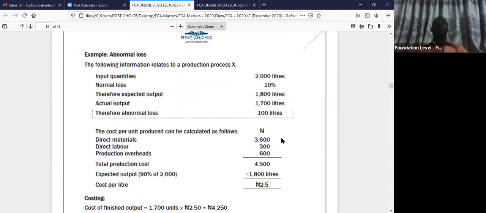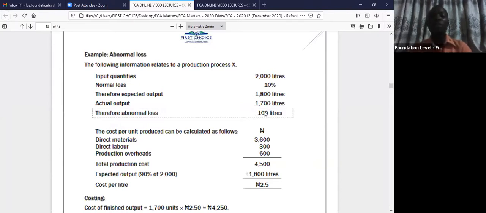Now, input quantity is 2,000. We are expecting a normal loss of 10%. So our expected output is 1,800. And lo and behold, our actual is 1,700. It means what we are expecting is 1,800, but we are actually seeing 1,700. The difference, 100, is abnormal loss.